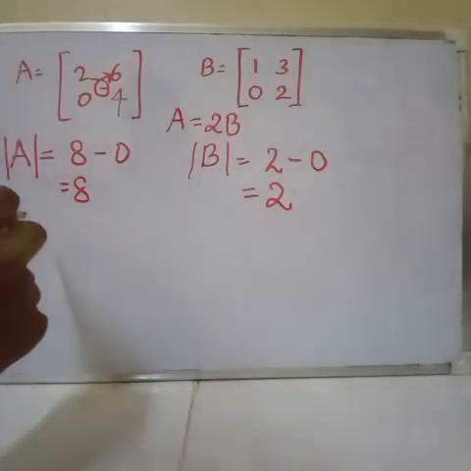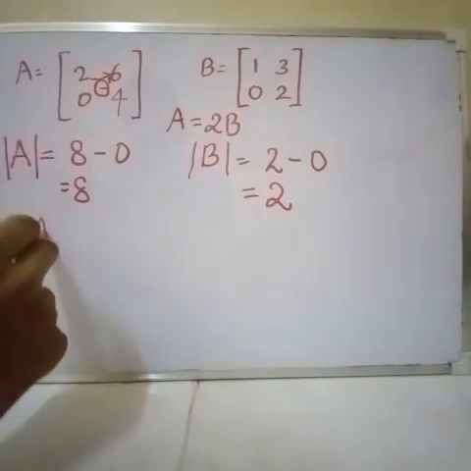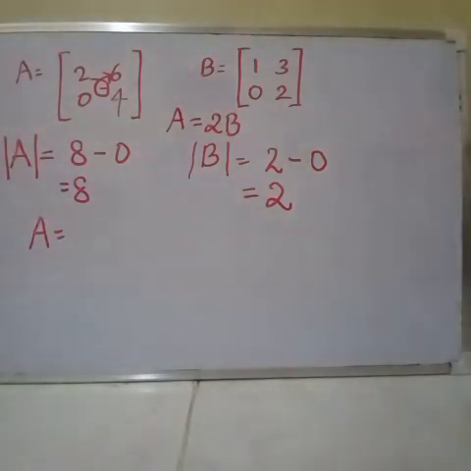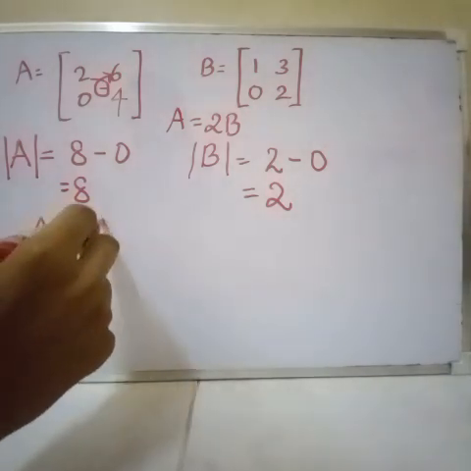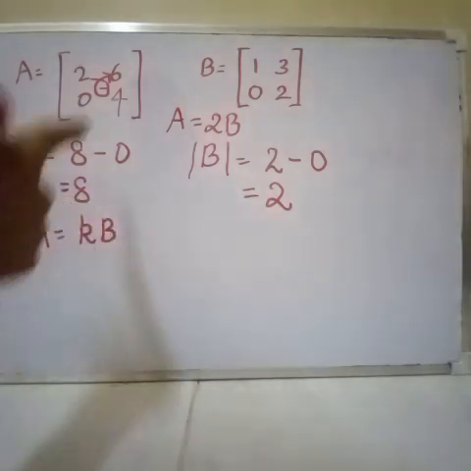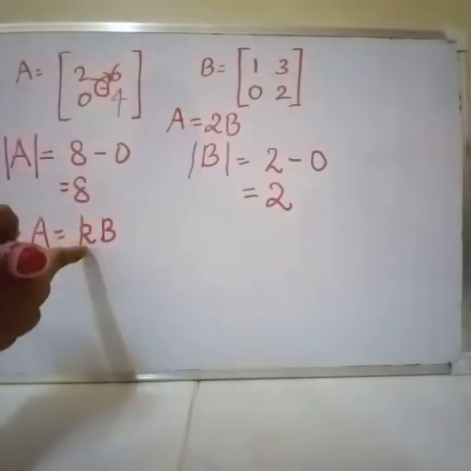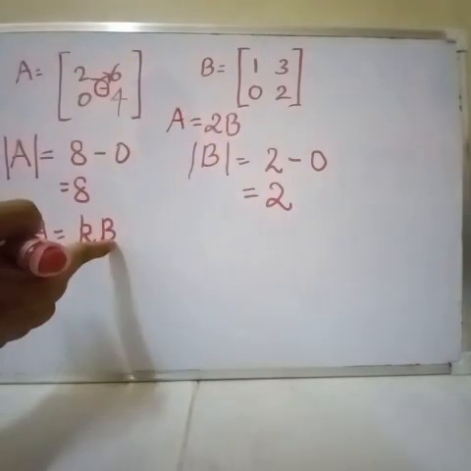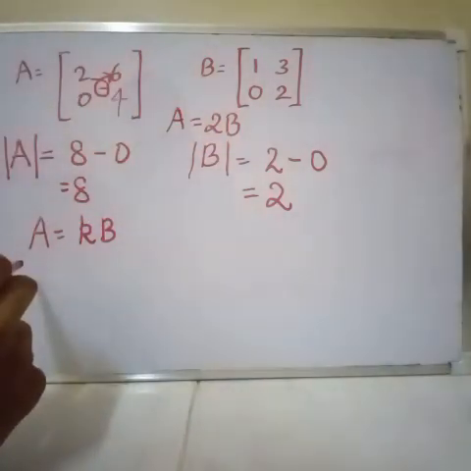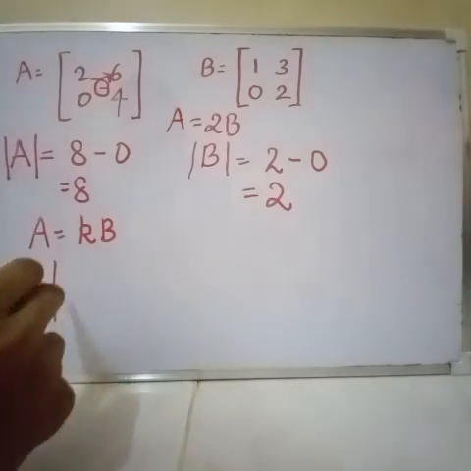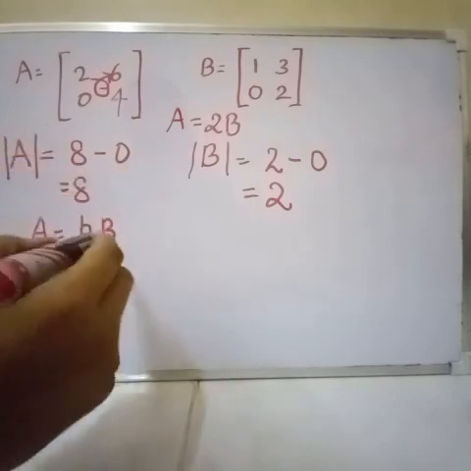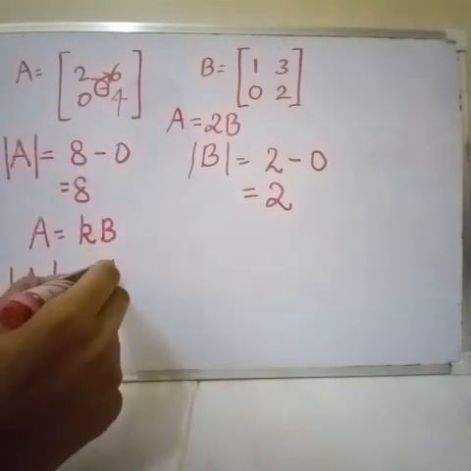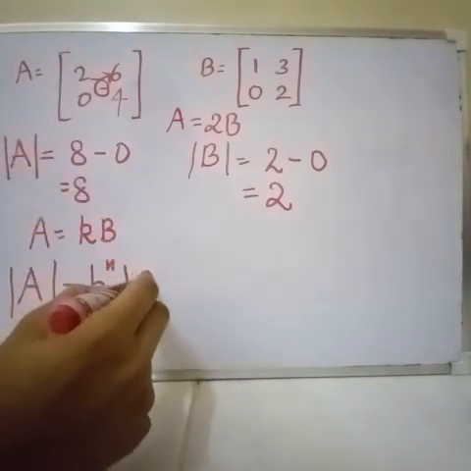So how can we arrive at this kind of assumption? For that, we have a property. If A is equal to KB, where K is a constant, it's 2 here, then determinant of A will be equal to K, the constant already given, raised to the power n, times determinant of B.